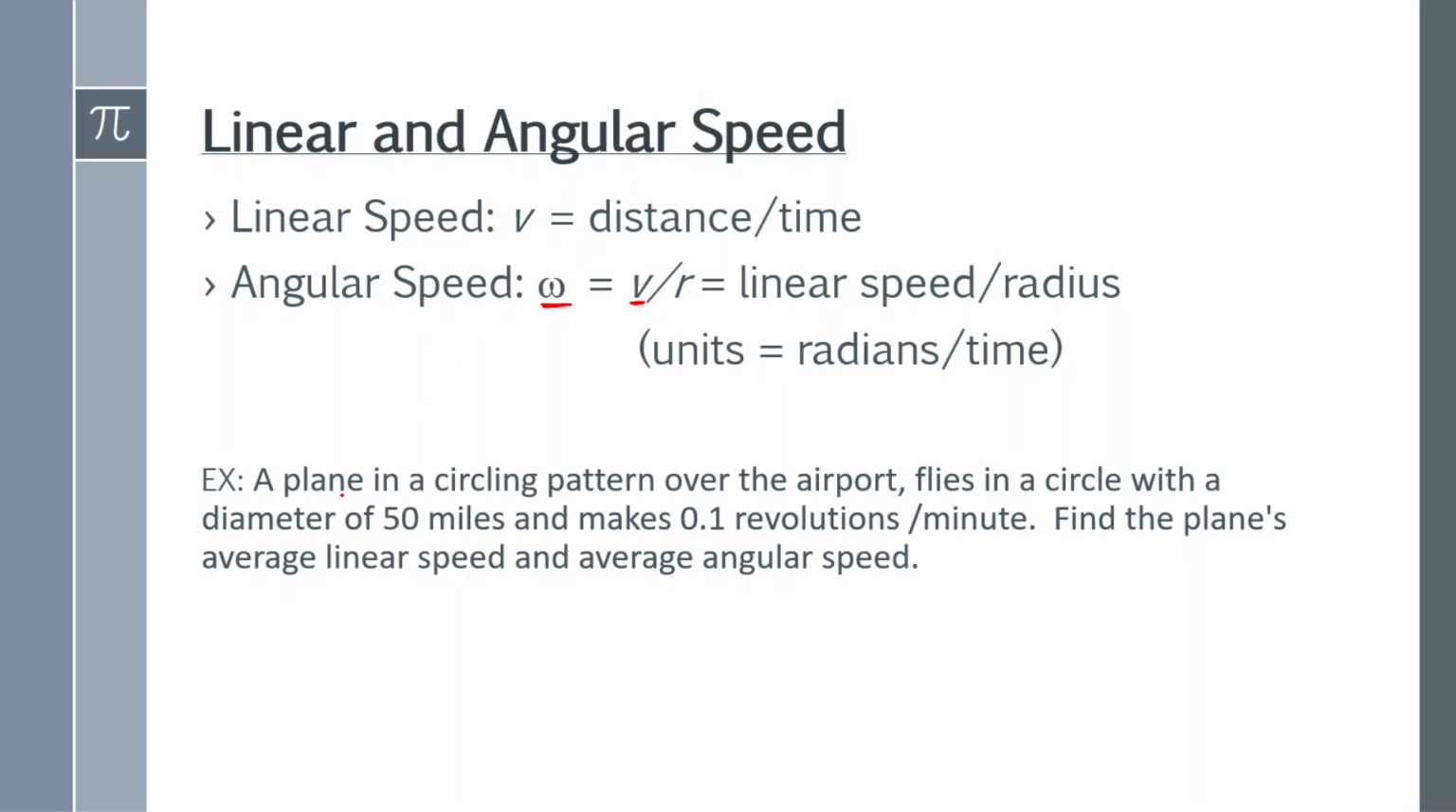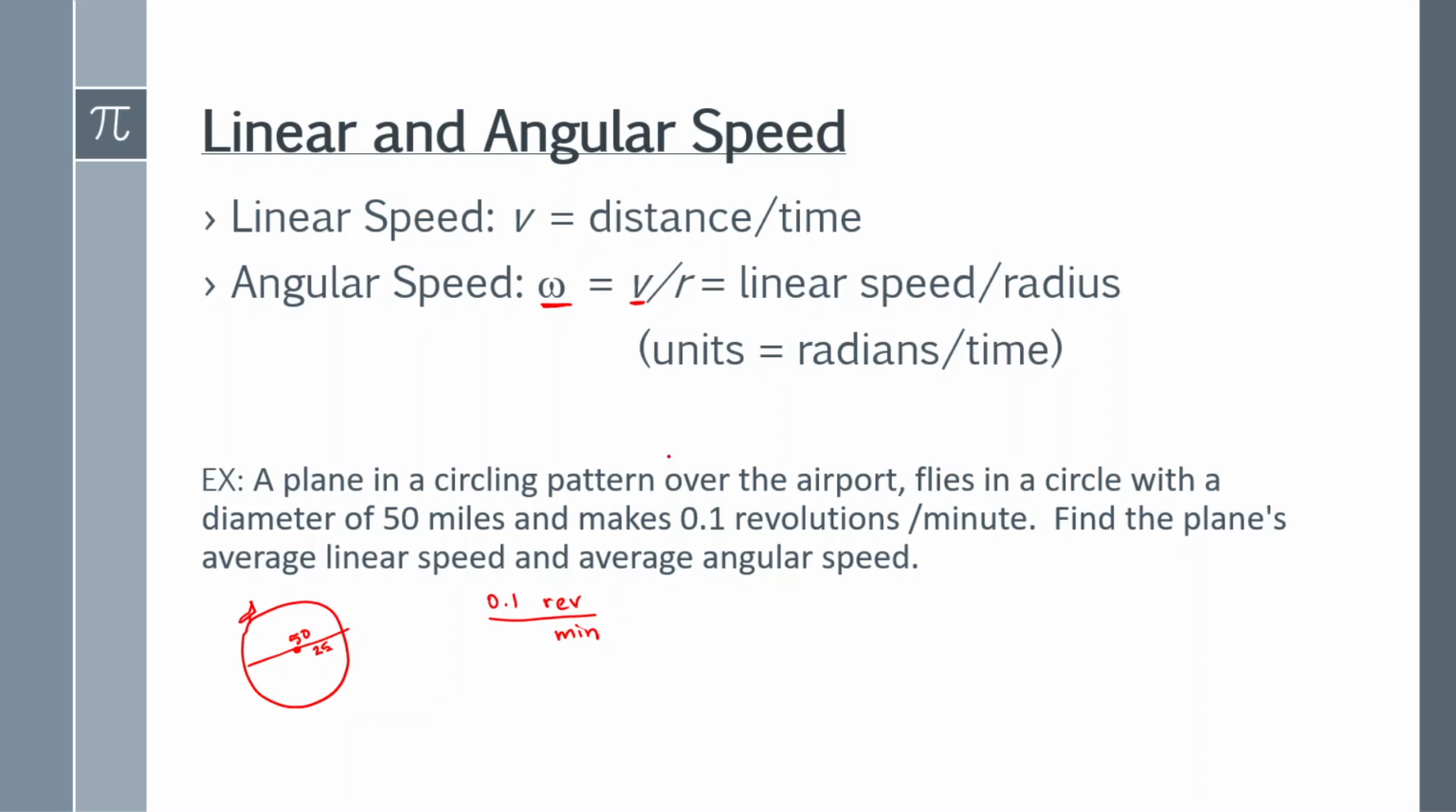So let's take a look at this example. A plane is in a circling pattern over the airport. It flies in a circle with a diameter of 50 miles. So here's my plane, flying around a circle. The diameter of the circle is 50. That would mean the radius is 25. It makes 0.1 revolutions per minute.